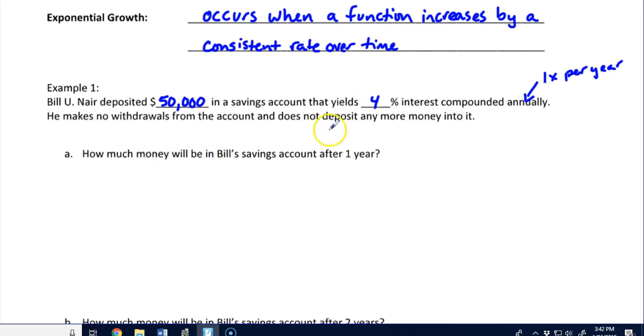So let's figure out how much money he'd have after 1 year, where it increases by 4%. I think you're capable of finding that. Why don't you see if you can find that amount after 1 year?